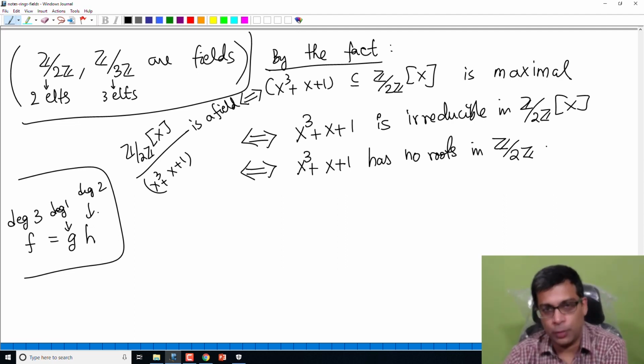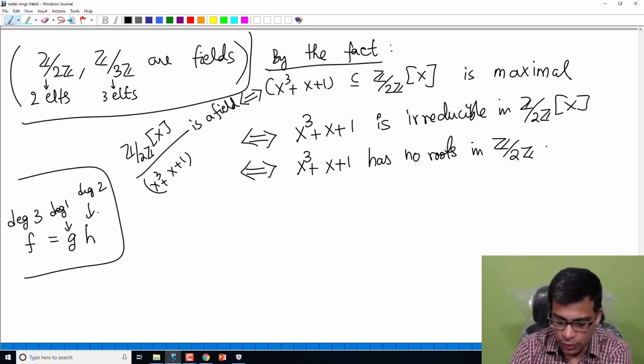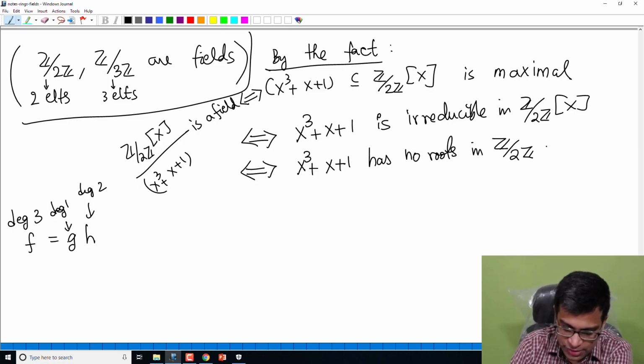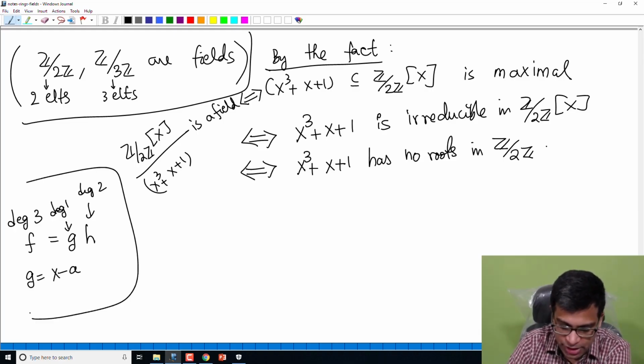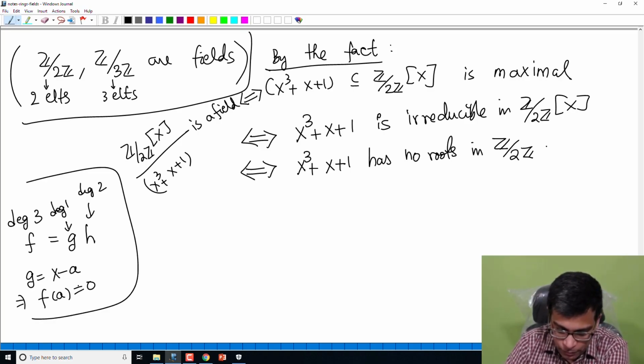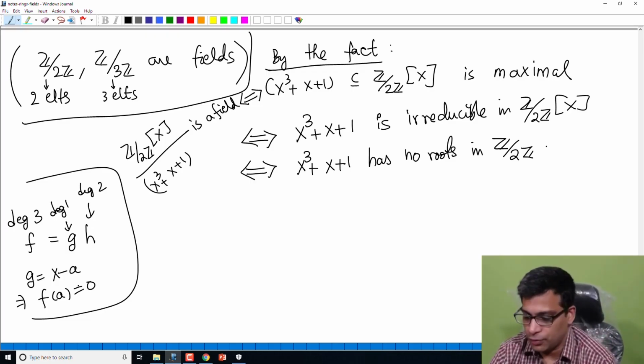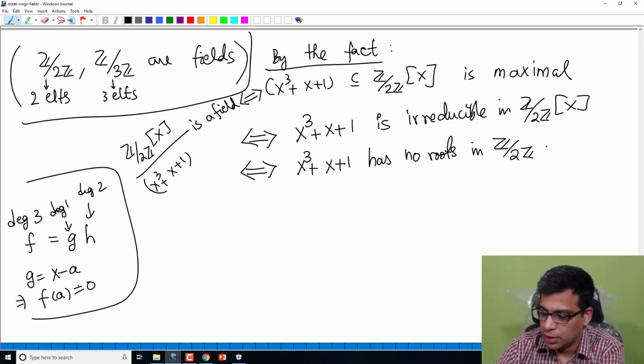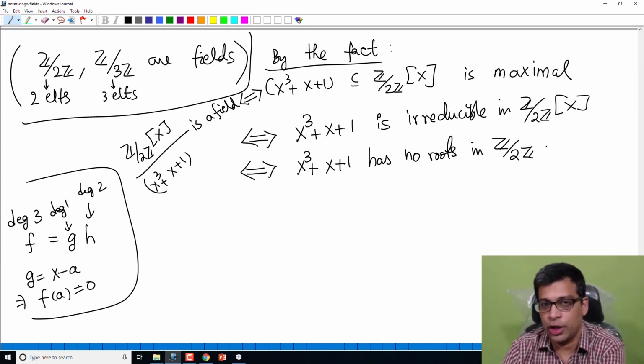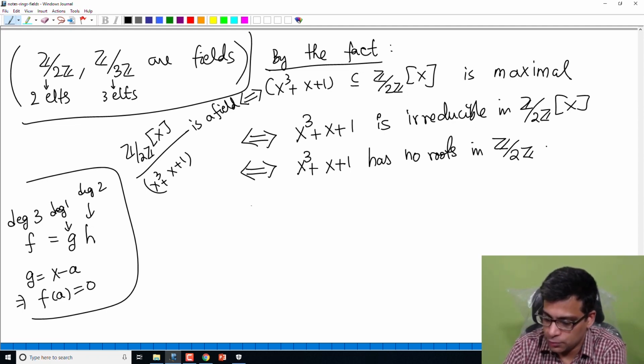But a degree 1 polynomial is really of the form, if g is degree 1, then g must be of the form x minus a. But if x minus a divides f, then f(a) is 0. That means a is a root of f. So if the polynomial in question has no roots, it cannot factor. This is only true for degree 3 or 2. So here at degree 3, it has no roots if and only if it is irreducible.